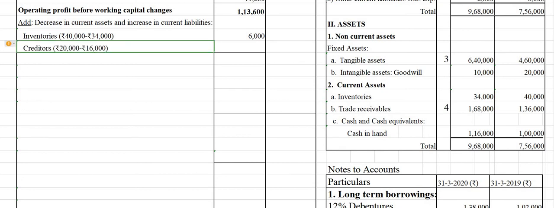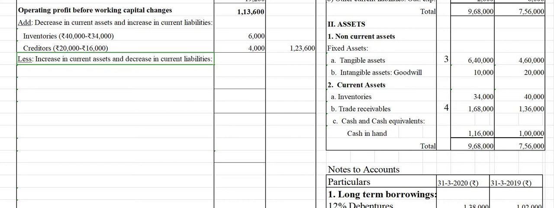Creditors 20,000 minus 16,000, that's 4,000 increased. Okay. Then we can add that here. We can add and write in the outer column. 1,13,600 plus 10,000, 1,23,600. Now let us show the increase in current assets and decrease in current liabilities, which will be deducted. Increase in current assets and decrease in current liabilities will be deducted.